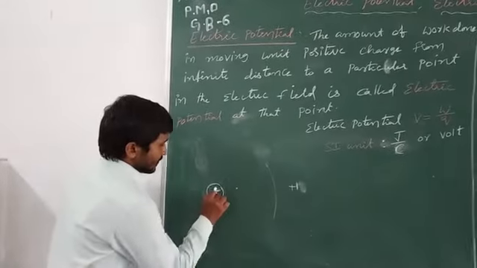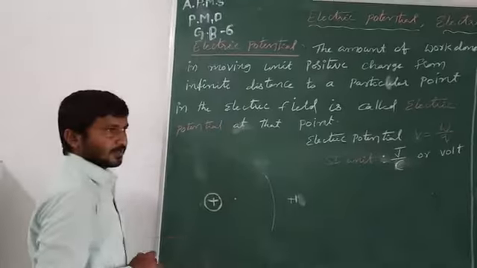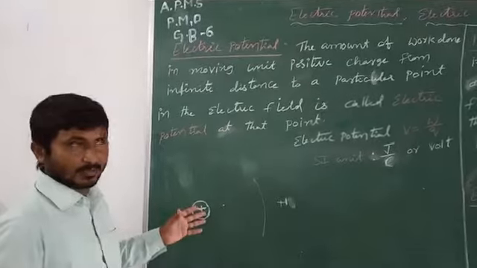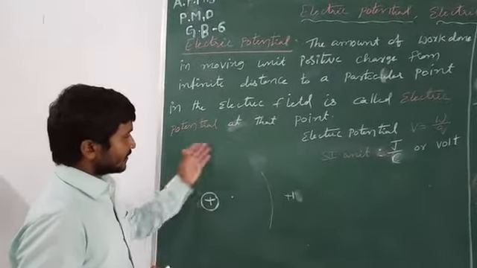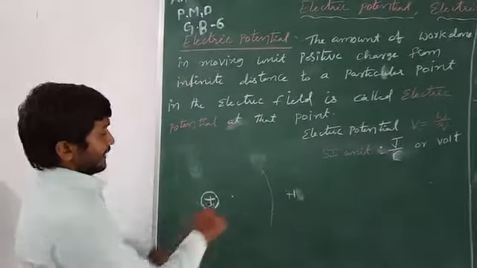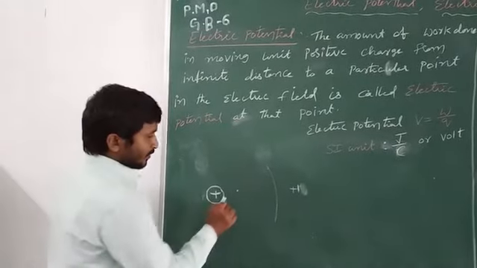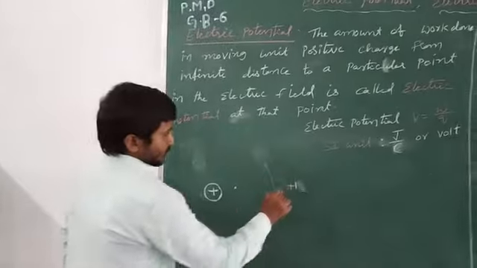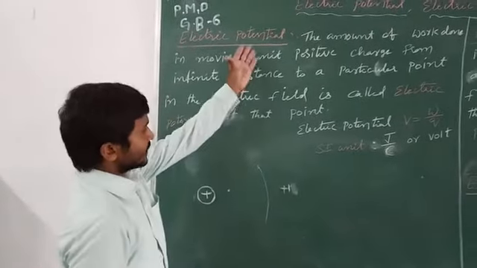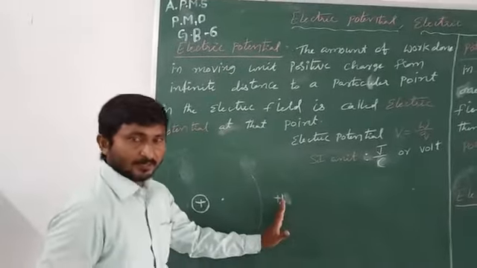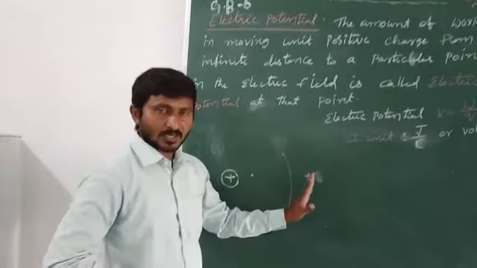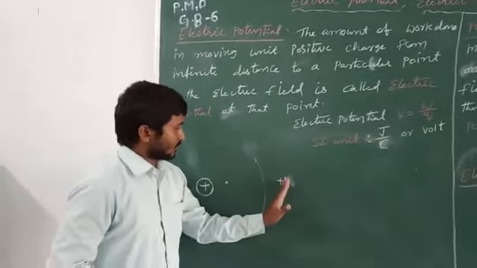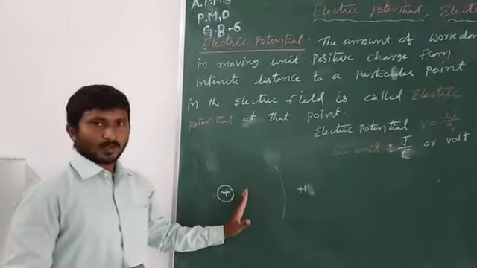Now let us consider a positively charged body. Around that positive charge body, the electric field is produced. Now we want to find out the electric potential at this point. According to the definition of electric potential, it is the amount of work done in moving unit positive charge from infinite distance to a particular point.